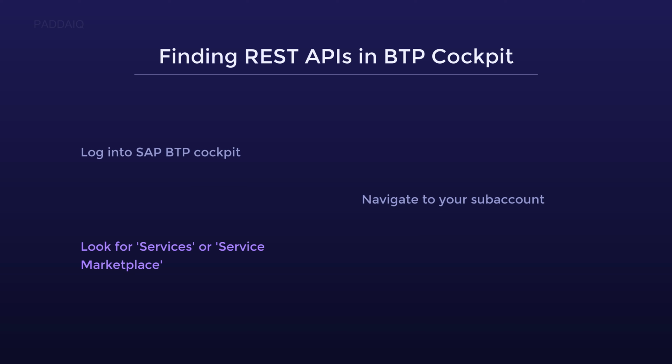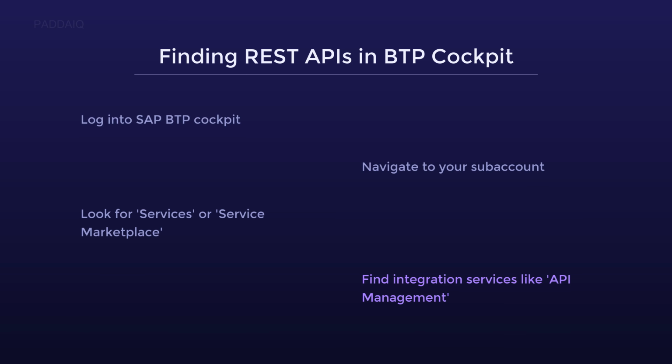Look for Services or Service Marketplace. These are the main sections in the BTP cockpit where you can browse and discover available REST APIs. For instance, to use a document processing service, you would navigate here to find and enable it. This is your starting point for accessing any API functionality.